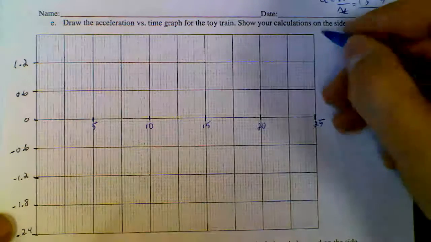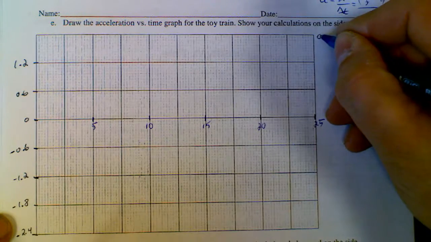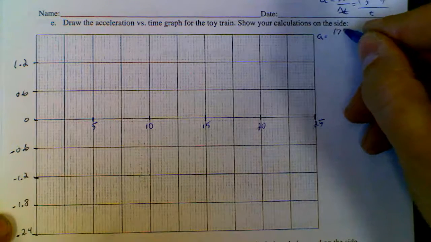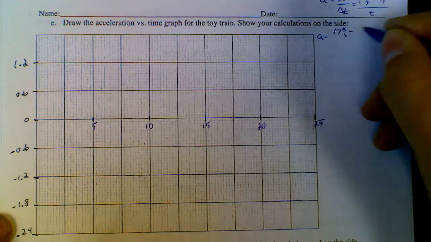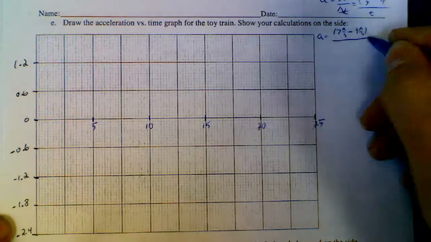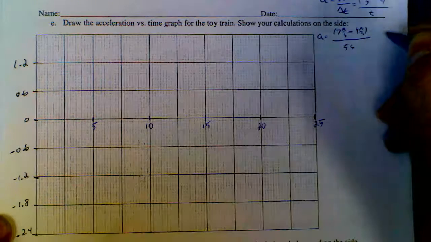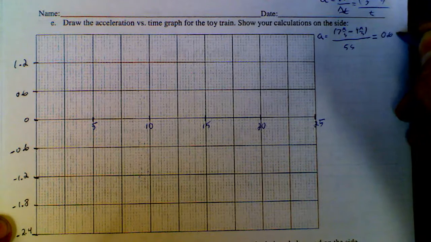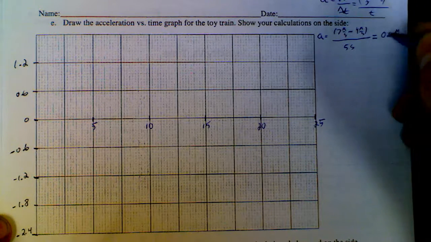Okay. So for my first time interval, my acceleration is going to be 7 meters per second minus 4 meters per second, divided by 5 seconds, and I get 0.6 meters per second squared.